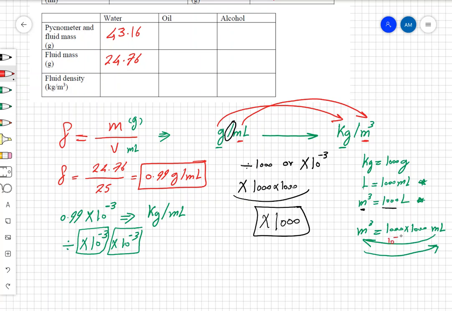So if you want to go this way, you will add this negative sign, 10 to the negative power of this term. But if you want to go the other way, you will add 10 to the power of this thing without the negative sign. So if you did that using your calculator, you will find that 0.99 divided by 10 to the power negative 3 multiplied by 10 to the power of negative 3, it will show 990 kilograms per meter cube.